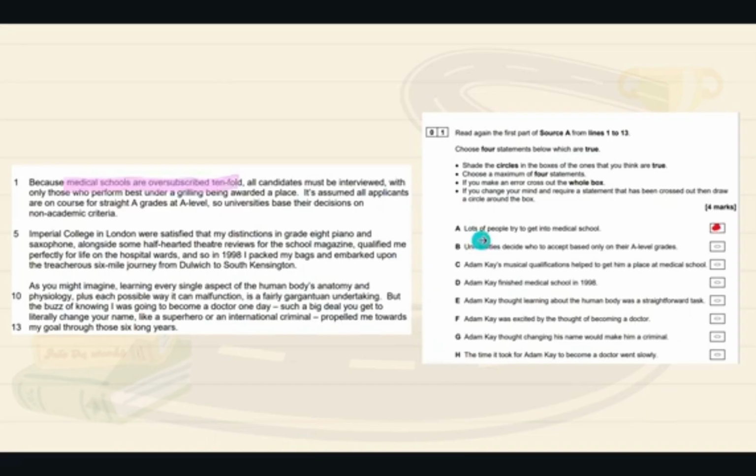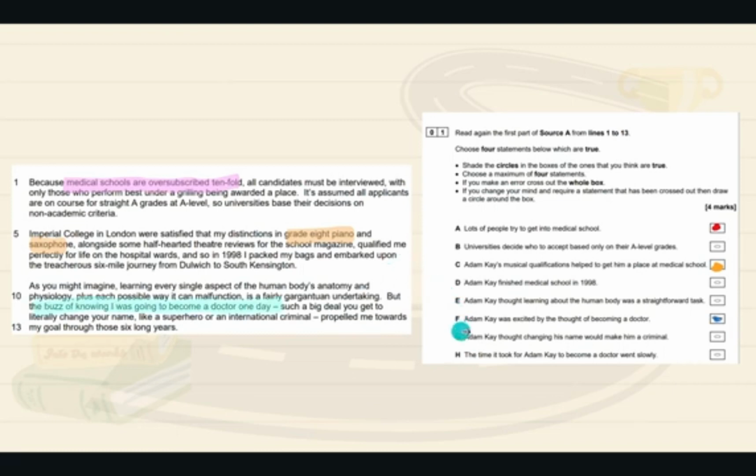So the first part that was correct is that lots of people tried to get into medical school. That can be shown through the pink quote here, where it says medical schools are oversubscribed tenfold. The next one that's correct is that Adam Kay's musical qualifications helped to get him a place at medical school. This can be shown where it says my distinctions in grade 8 piano and saxophone alongside some half-hearted theatre reviews for the school magazine qualified me perfectly for life on the hospital wards.